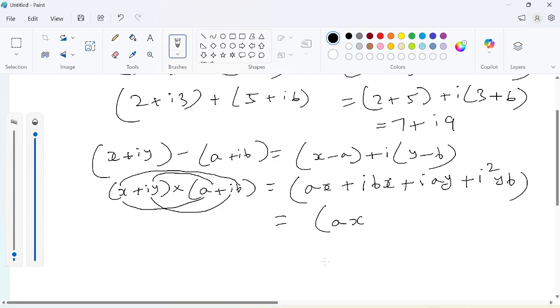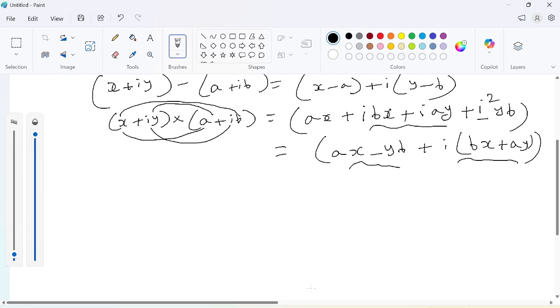Now it will be ax. Okay. Now bring all the real terms to one side. i square is how much? Minus 1, right? So it will be minus yb, plus here in these two take i common. Now it will be bx plus ay. Okay, that's all. So any complex number has to be expressed in the form of real plus imaginary. So this is the real part and this is the imaginary part.